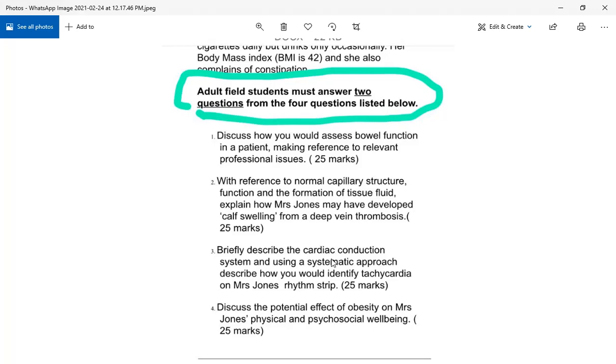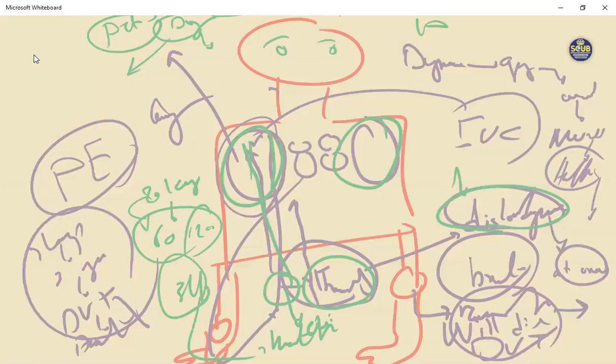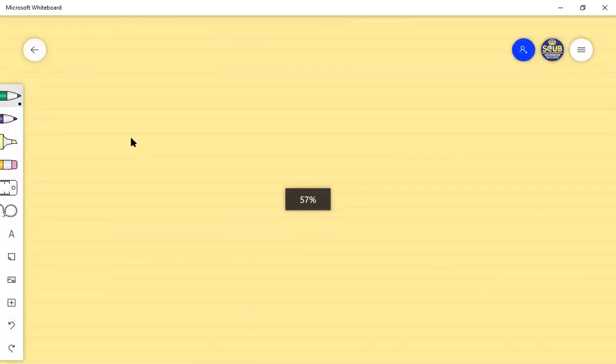Now, briefly describe the cardiac conduction using a systematic approach. Previous activity. Describe how would you identify tachycardia. Identify. What's that? Okay, what? Sorry, I was just reading something. Okay. So, did you read what I was reading now, just right now? Yeah.